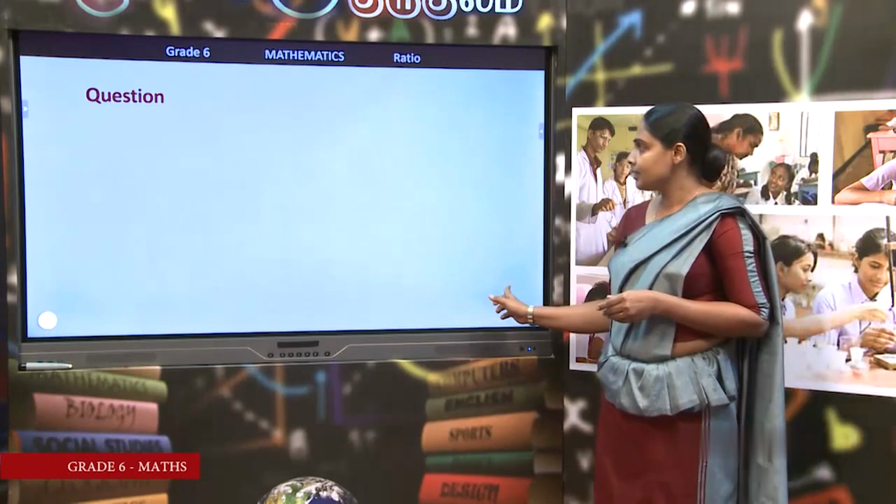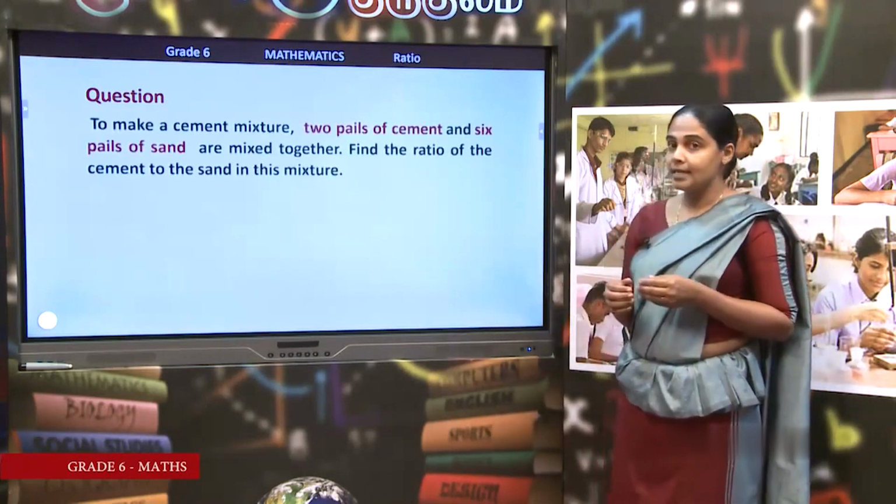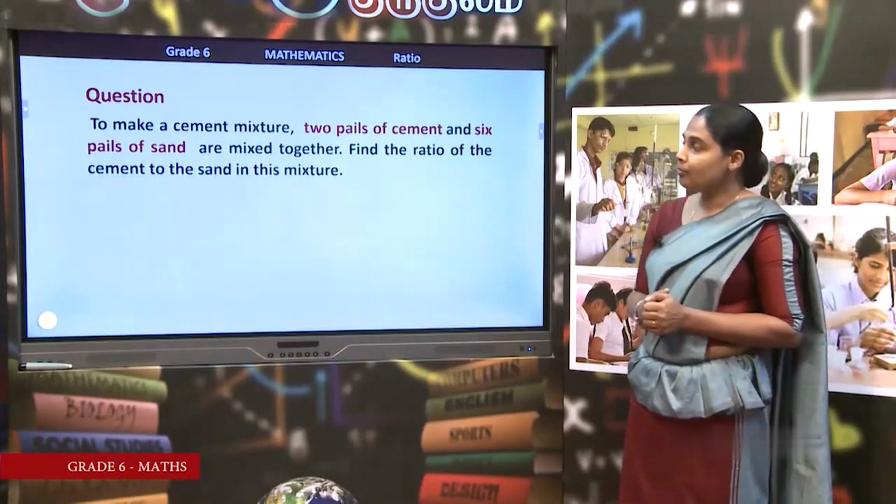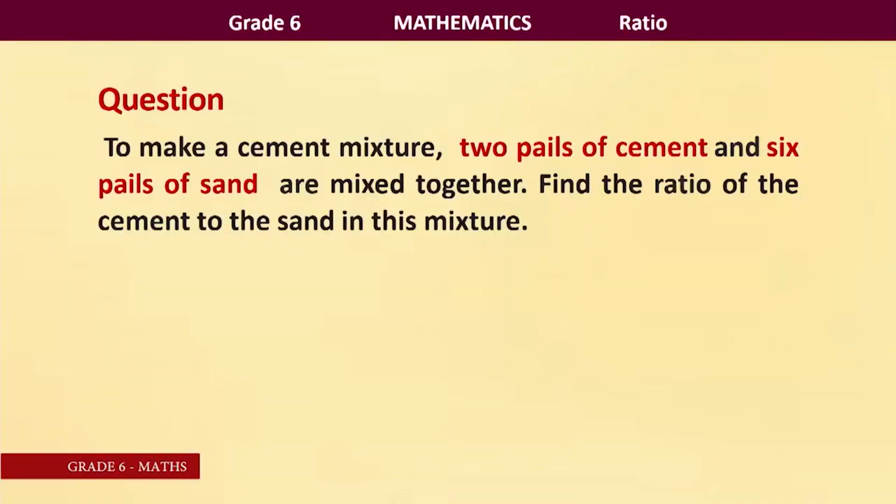Then read this question well. I can help you to obtain the answer. Here, to make a cement mixture, 2 pails of cement and 6 pails of sand are mixed together. Find the ratio of the cement to the sand in this mixture. Now what is the measuring unit here? 2 pails of cement, 6 pails of sand. Then the measuring unit is pails.